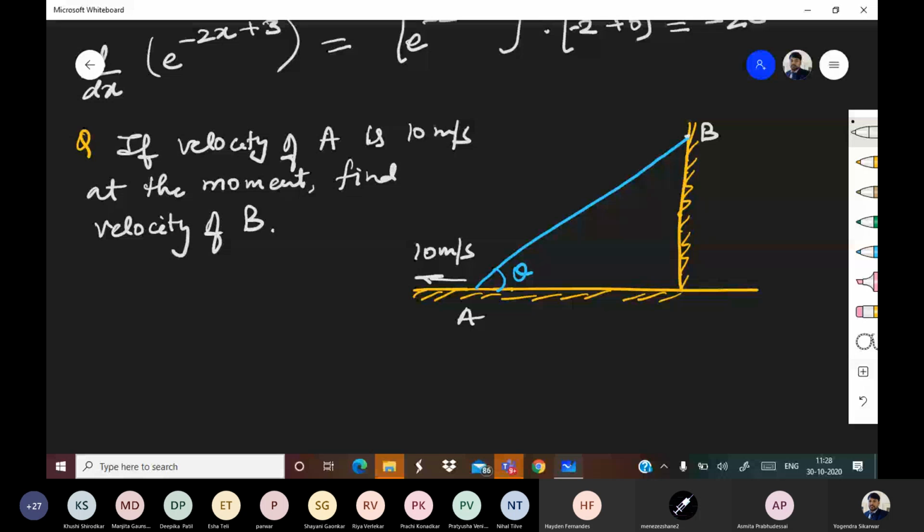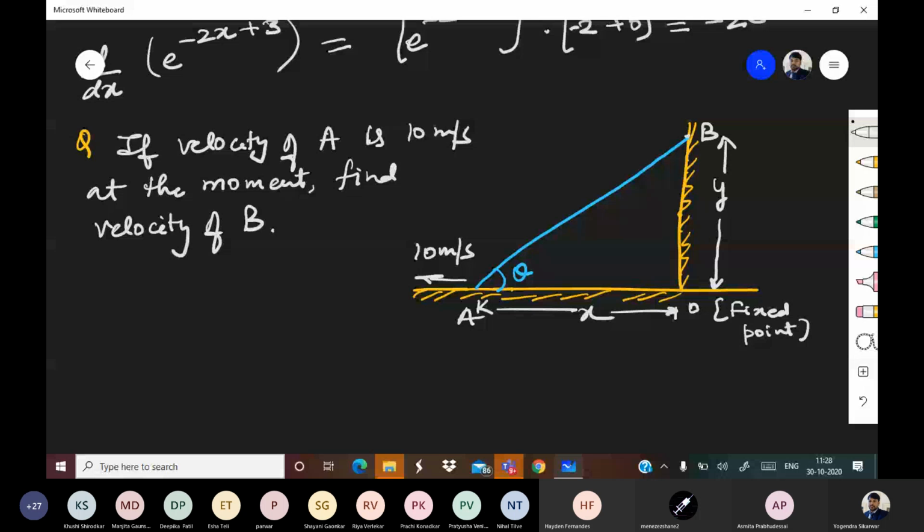Okay, everyone, please pay attention. What we are doing, we are assuming that this distance is y. We can do that. We are assuming that this distance is x and this point is O. Point O is a fixed point. Yes or no? Yes.